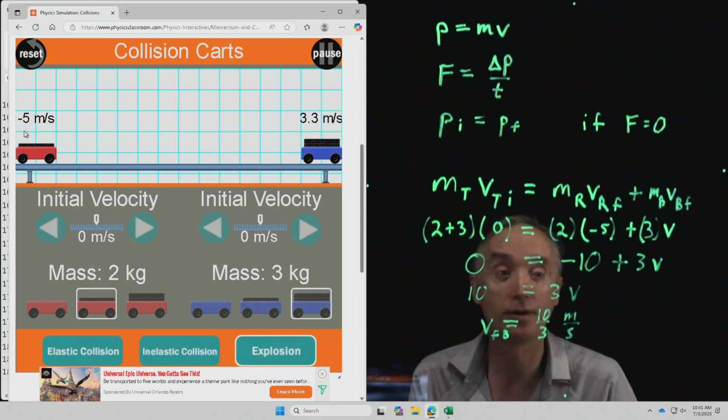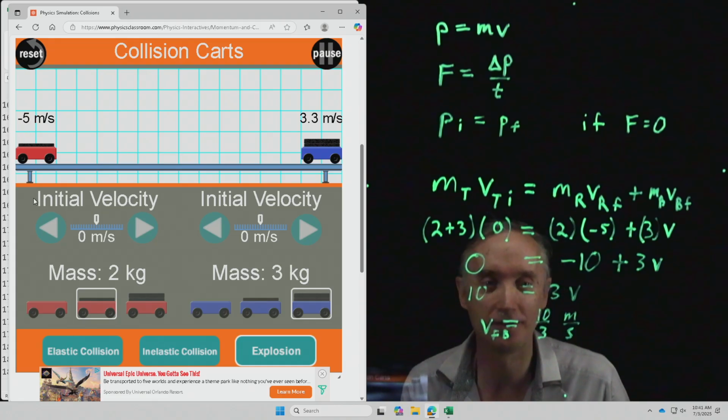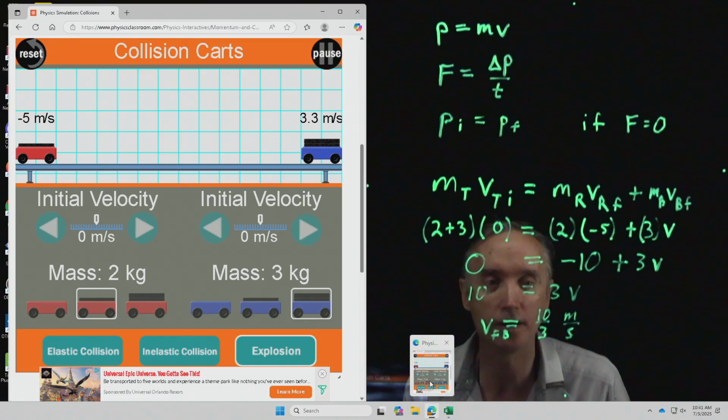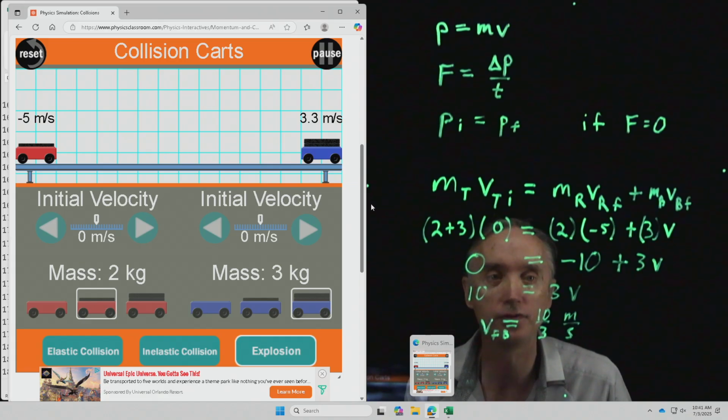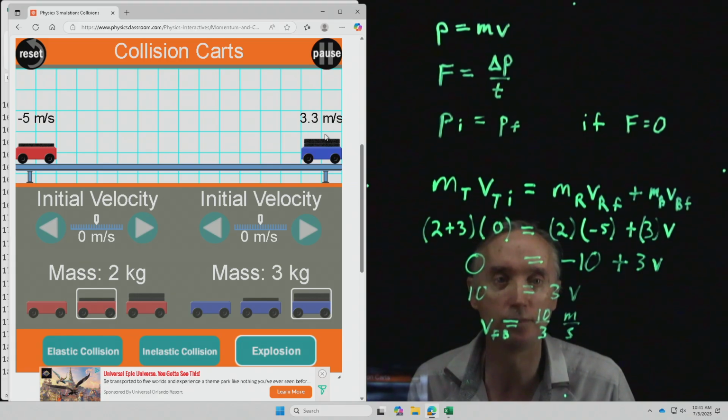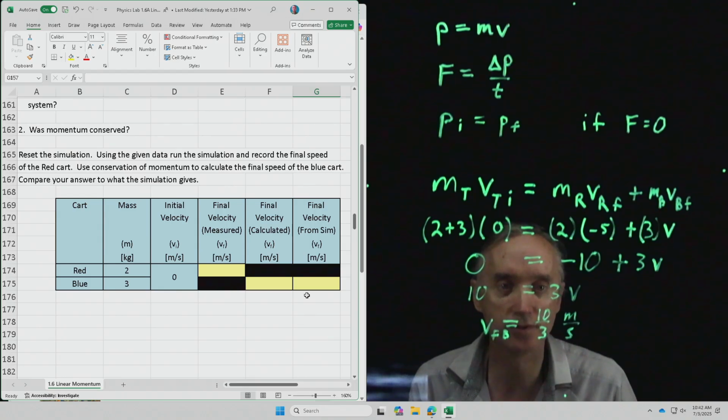So I'm going to let you do that, and you will get a number, and then what I want you to do is to compare that number to this number right here. And it may not turn out to be exactly correct. Okay, so you're going to have the final velocity of the blue car, and then the final velocity from the simulation, and then hopefully these two numbers are going to be the same.